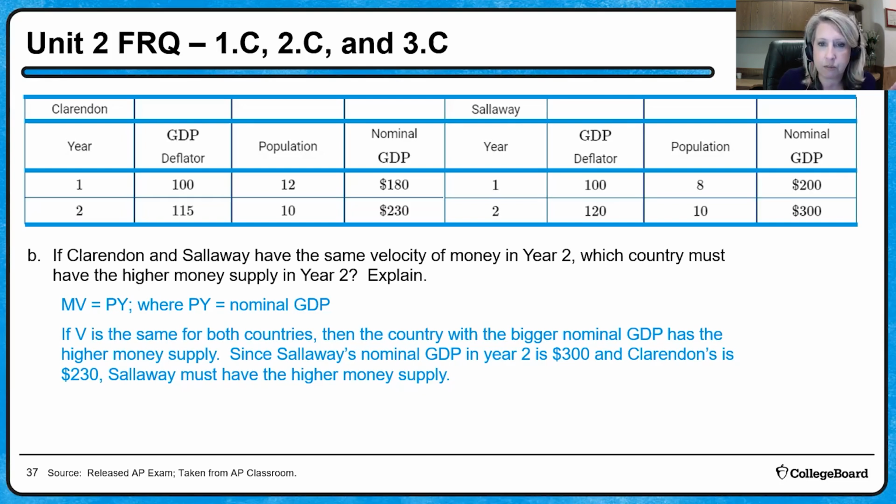We proved it using numbers. When you have to explain something in a calculate point, even if you're not doing a calculation, you want to pull the numbers from the question in order to prove that your assertion is true. So you make your assertion and then you prove it's true using the numbers that you're given in the problem.